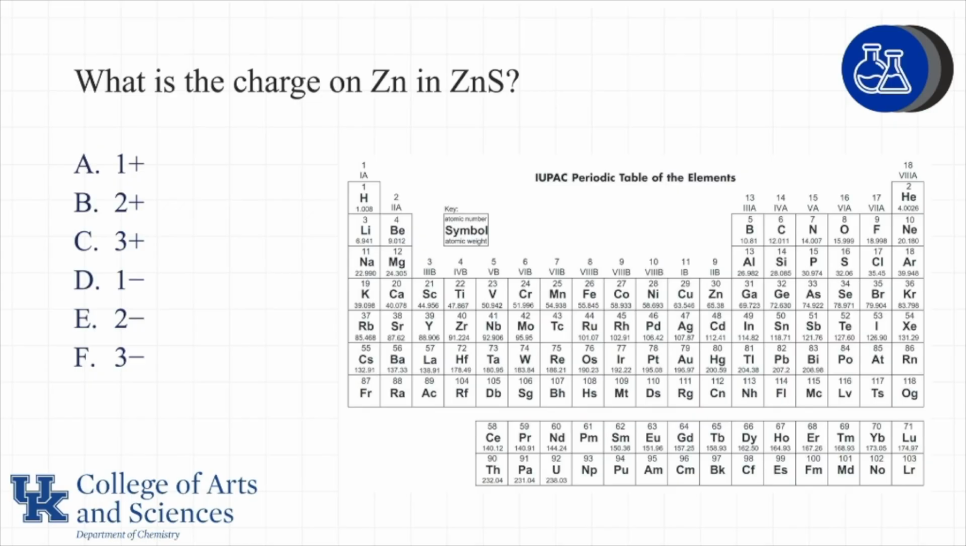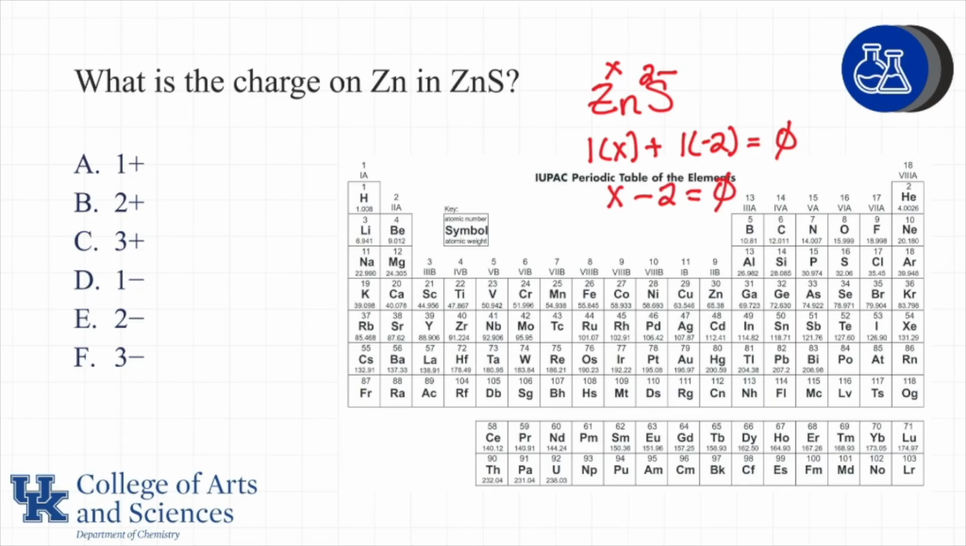What is the charge on zinc in zinc sulfide? We write out our formula, ZnS. Then we list the charge of zinc as X because we don't know it, because it's a transition metal. We know the charge on sulfur is -2. Now we can set up our equation. 1 times X plus 1 times -2 equals 0. X - 2 = 0, so X = 2+.